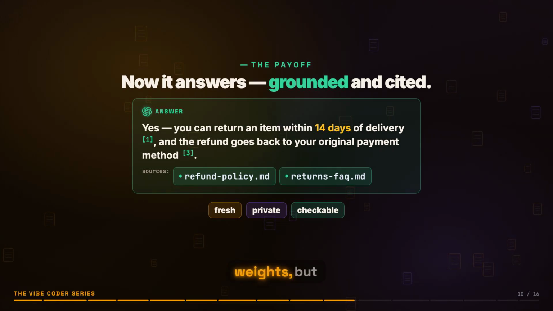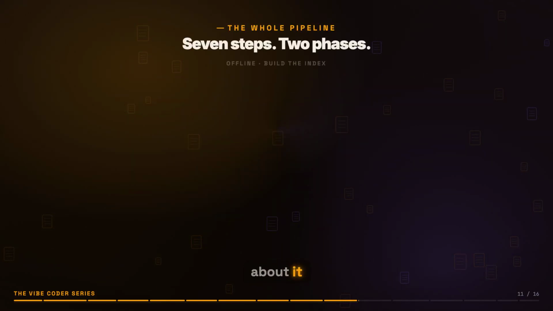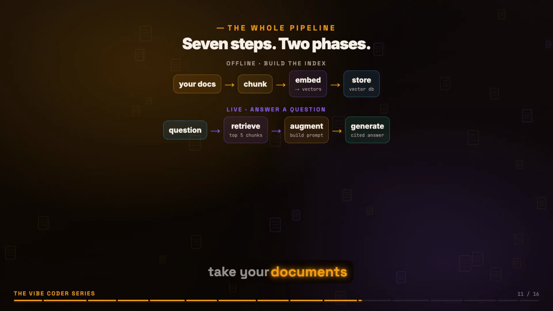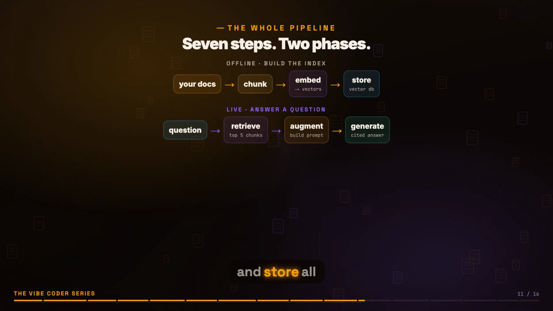Same model, same weights, but now it's answering from your world instead of guessing about it. Let's watch the whole thing run start to finish. Ahead of time, offline, you take your documents, chunk them into passages, embed each passage into a vector, and store all of it in a vector database. That's the setup, done once and refreshed whenever your docs change.